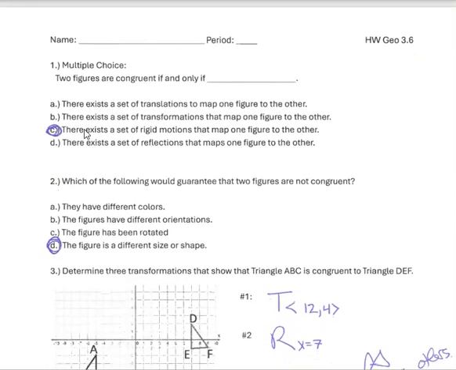Now, on 3.6, it says multiple choice. Two figures are congruent if and only if there exists a set of translations that map one figure to the other, there exists a set of transformations that map one to the other, there exists a set of rigid motions that map one to the other, or there exists a set of reflections. Well, you're allowed to use any rigid motion, so that would be it, the rigid motions.